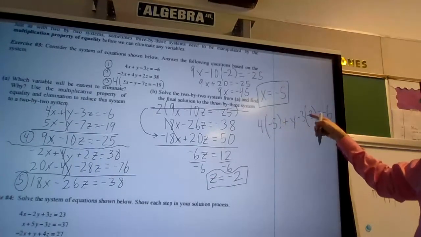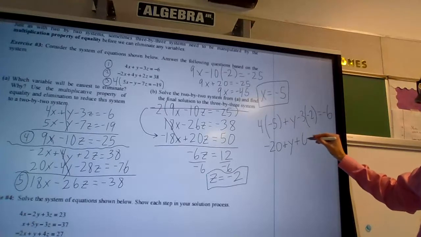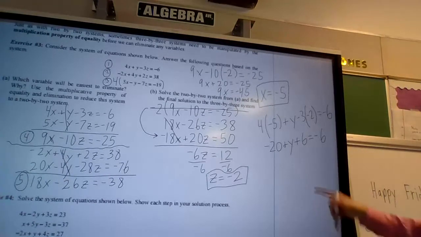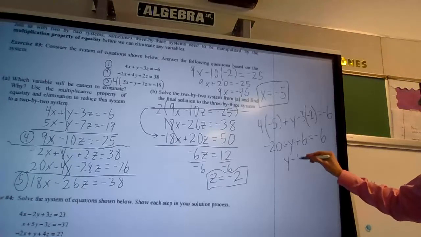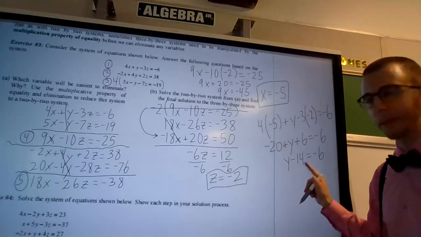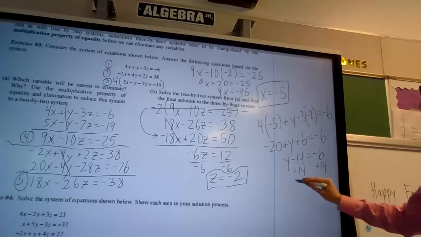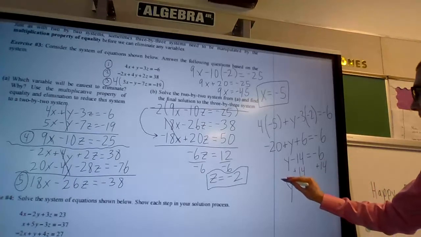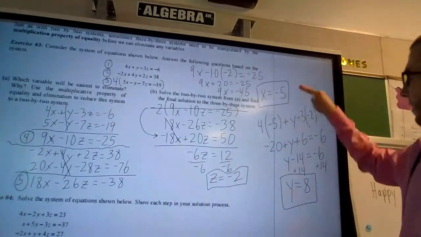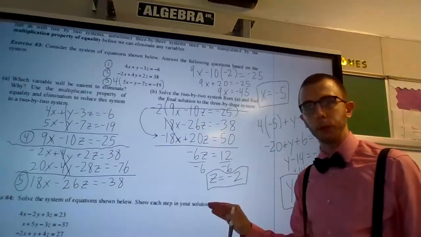All right, so now I multiply these out. I get negative 20 plus y plus 6 equals negative 6. Now I combine these. Y minus 14 equals negative 6. And my last step to get y alone is adding 14. If I add 14 to both sides, I get y equals 8. Ocho. One before nueve. So I have x equals negative 5, y equals 8, and z equals negative 2.